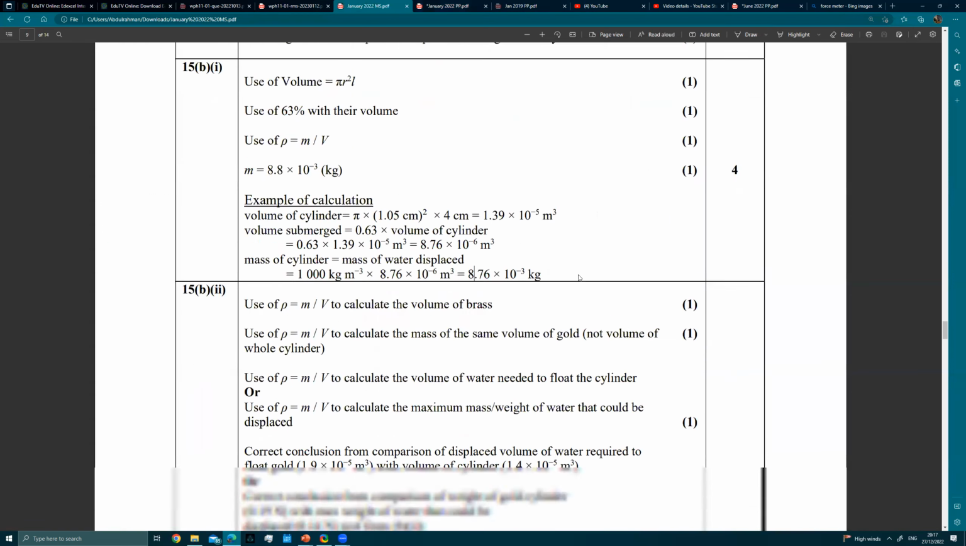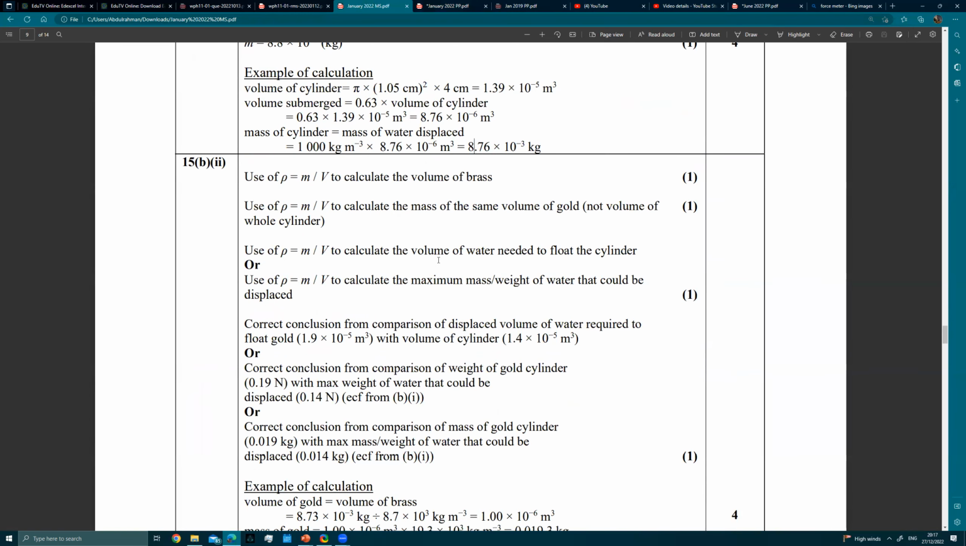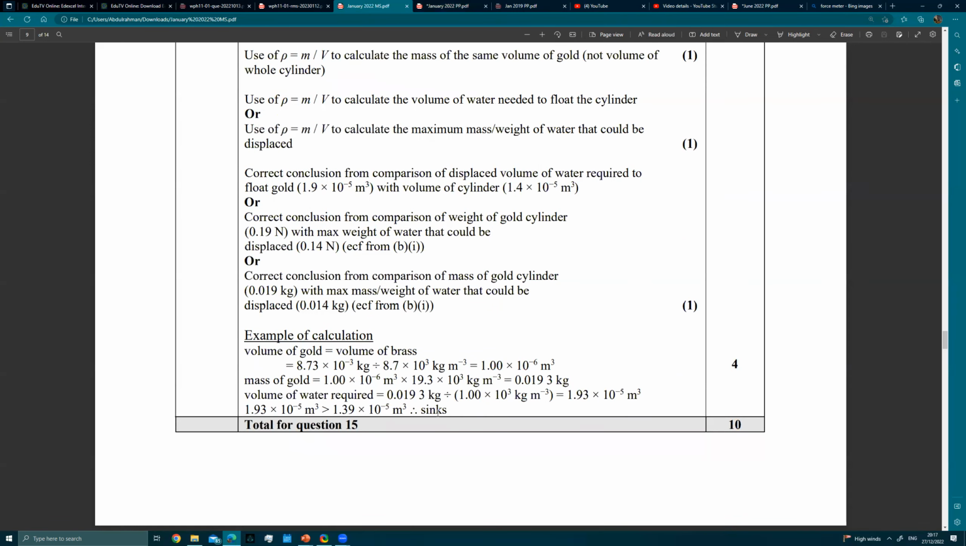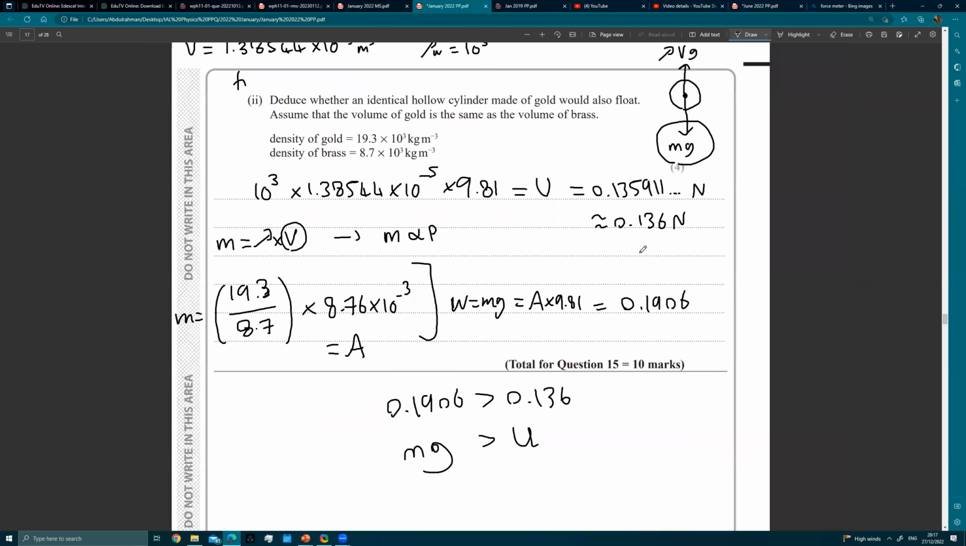Just double check the mark scheme. Correct conclusion. 0.19, 0.14, that's what we got. Therefore, it's going to sink. Excellent. Does that make sense, Saleh? Yes, sir. So we need the upthrust to be equal to the mg, the weight, so it doesn't sink. Good. Okay, thank you, sir.